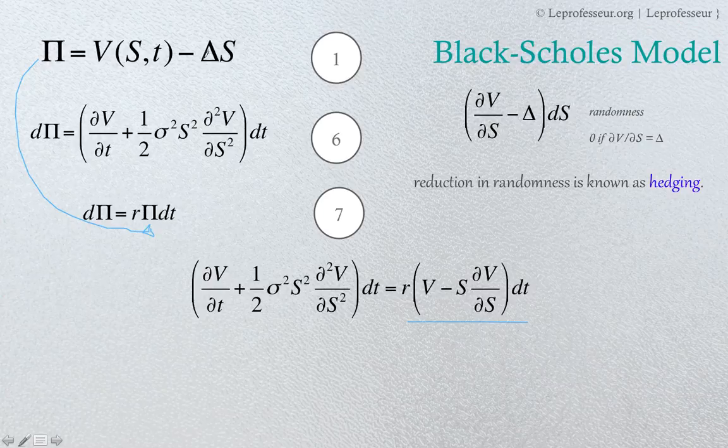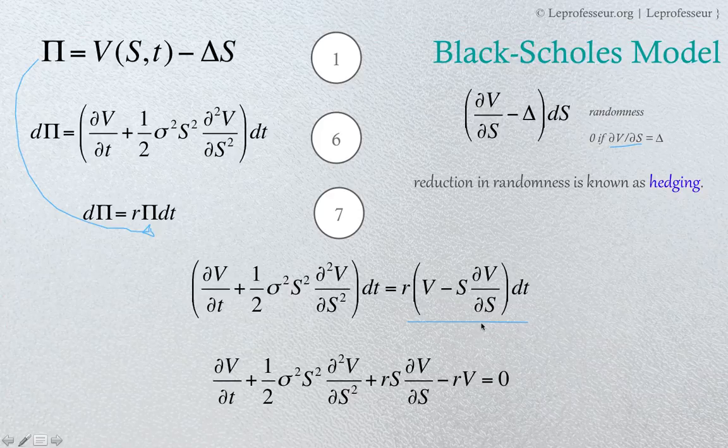Okay, now remember, we are already using the delta hedging principle. So delta is equal to delta V over delta S. So (V minus delta V over delta S into S) dt simply, and left side becomes the equation number 6. Very simple. And we rearrange the terms, and we finally arrive at this equation, and this equation is a linear parabolic differential equation.